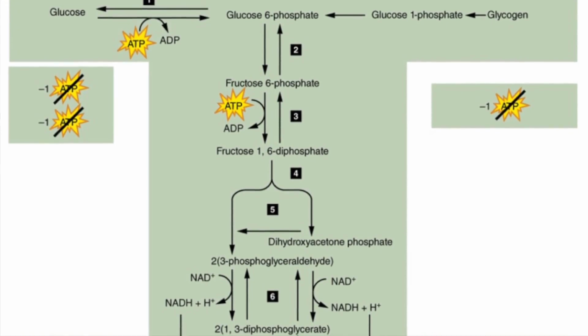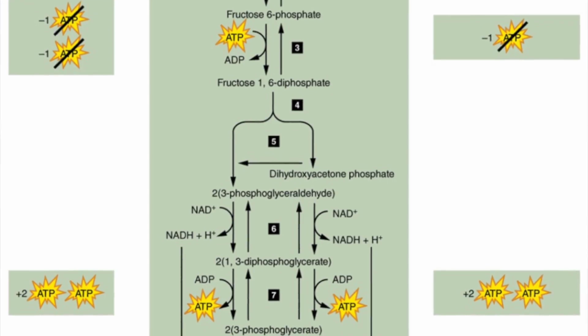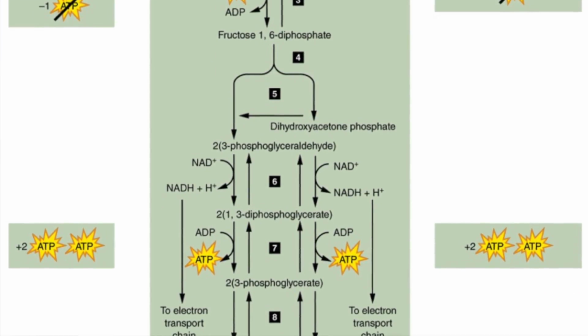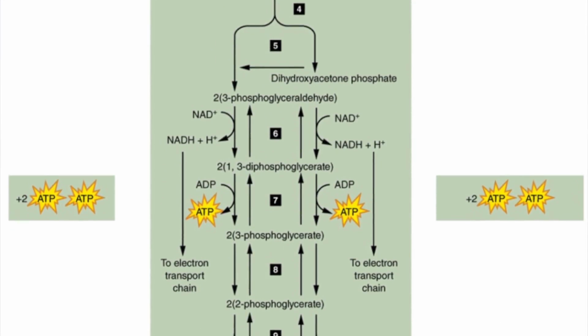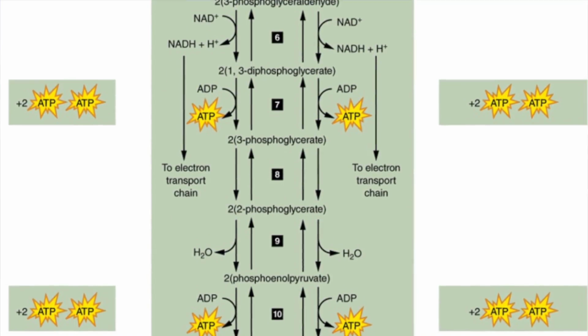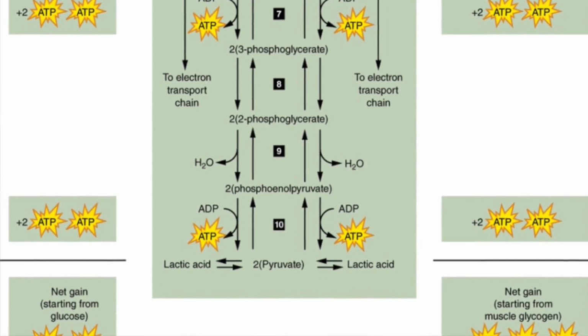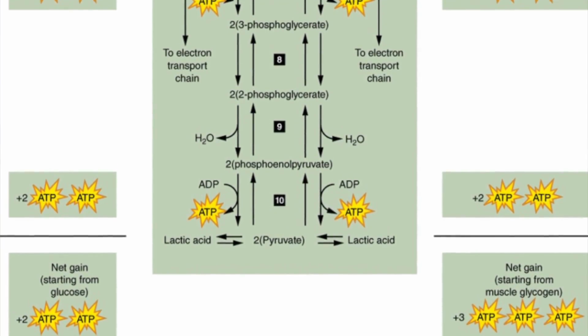The glucose we utilize will turn into pyruvate. Since we are not using oxygen, the fate of pyruvate depends on oxygen. So since there's no oxygen present, it will become lactic acid or lactate, depending on a hydrogen ion, but you don't need to worry about that.